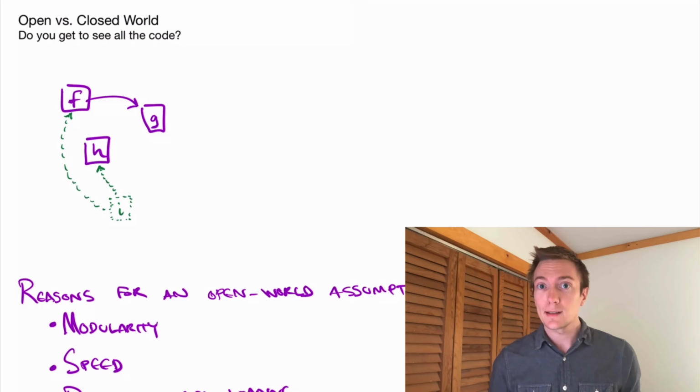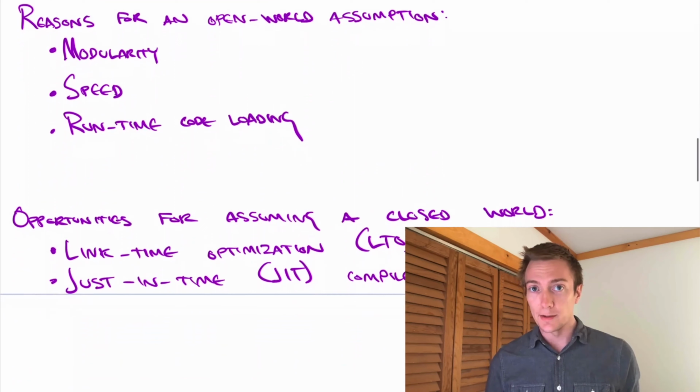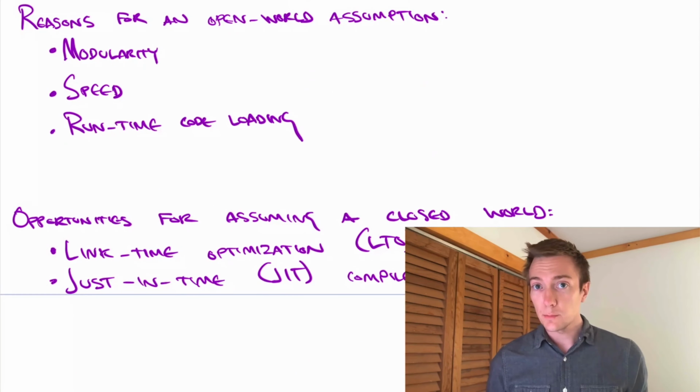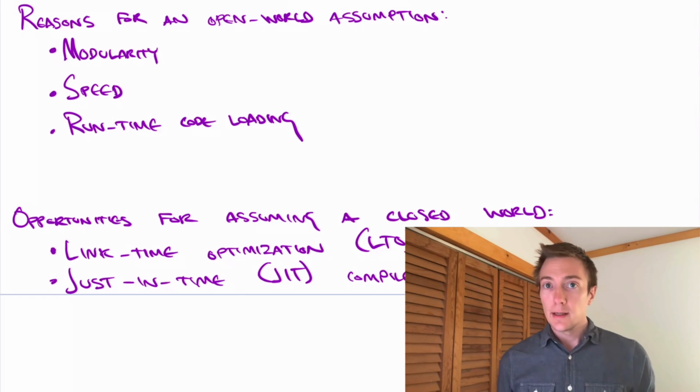And this is true, it is quite limiting, but it's also really practical for a lot of reasons that you just can't get around in a lot of compilers. Here are some reasons why, practically, you often need to make an open world assumption, and this limits the powers of interprocedural analysis. The first is modularity.